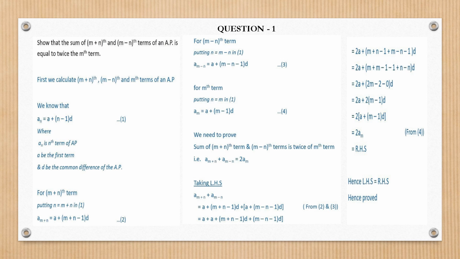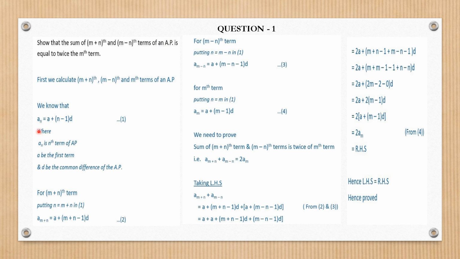First question is show that the sum of m plus nth and m minus nth terms of an AP is equal to twice the mth term. Okay. So this kind of questions you have done in your class 10th also. So let us start how to solve it. So firstly we need to find what are your m plus nth, m minus nth and mth terms.